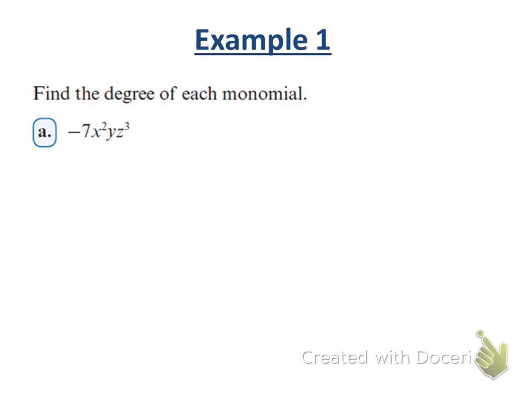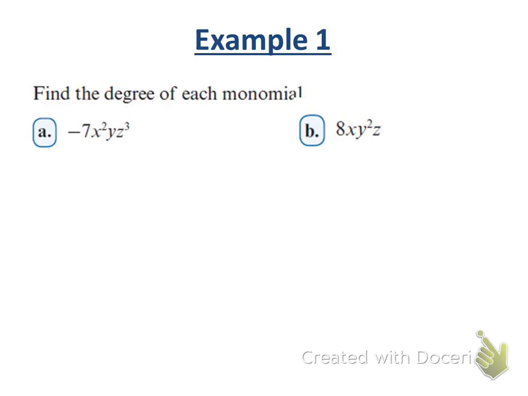So what would the degree be? Why would it be 6? 2 plus 1 plus 3. Yeah, because of the understood 1 on the y, right? So 2 plus 1 plus 3 gives us a degree of 6. All right? Okay, what about this one?